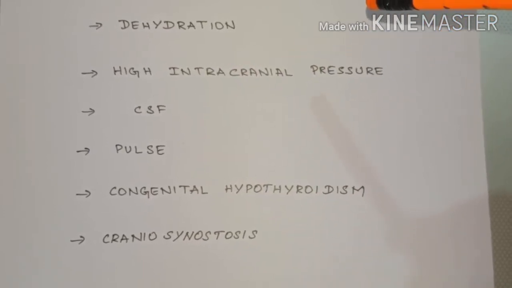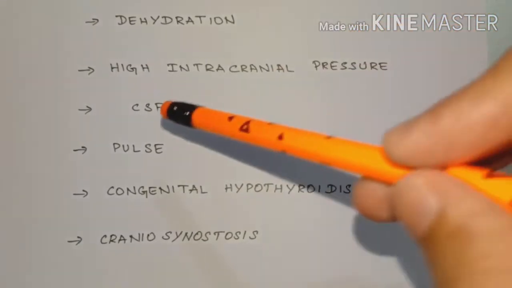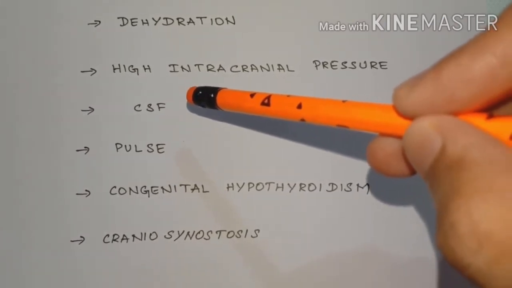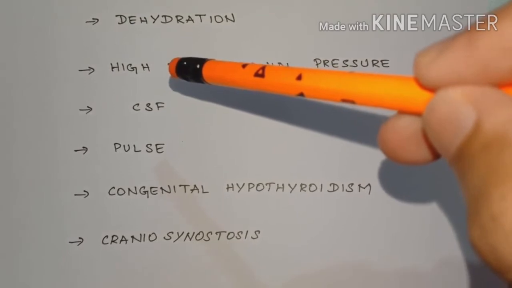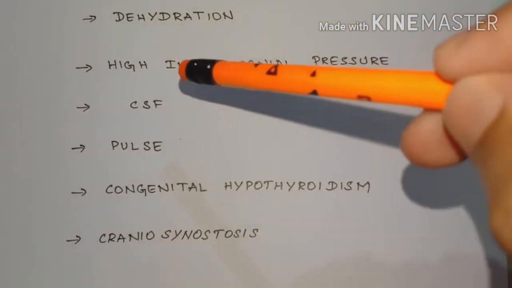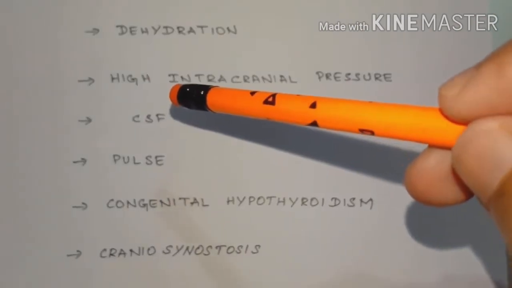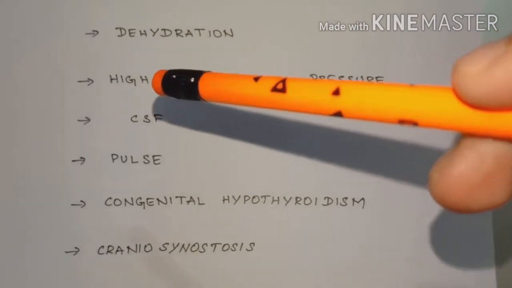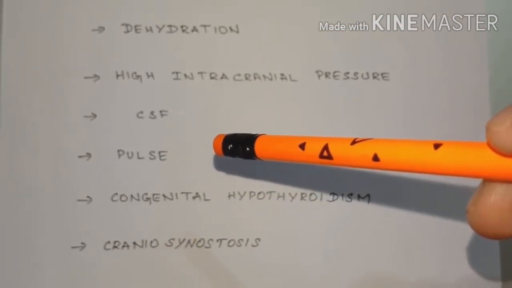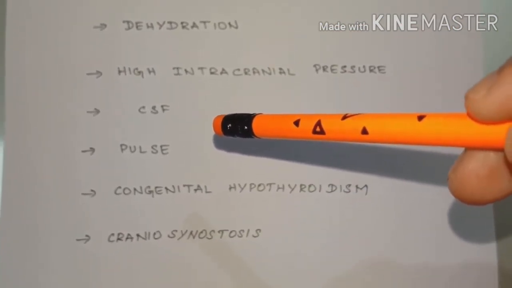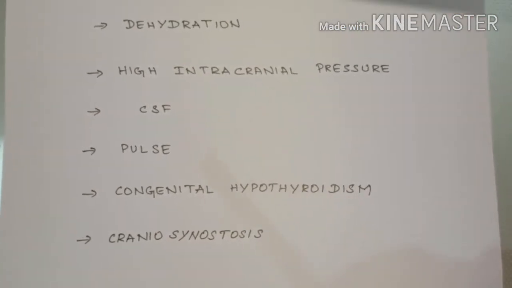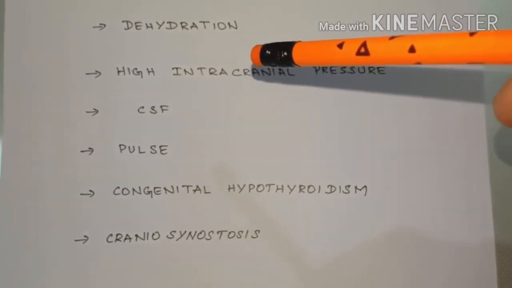The third clinical significance: we can collect CSF, cerebrospinal fluid, from this anterior fontanelle. If we inject a needle, we can collect the CSF from this region. The fourth clinical significance is the pulse. You can feel the pulse of the baby at this region, the anterior fontanelle.